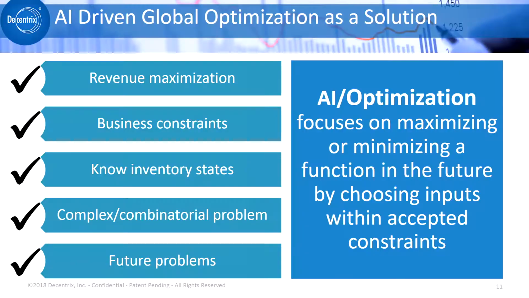So what does that look like? Well, it's really AI and optimization coming together. Optimization is something that focuses on maximizing or minimizing a function, let's call it in this case how you represent your business, based on different inputs that constrain the problem to achieving your business objective.